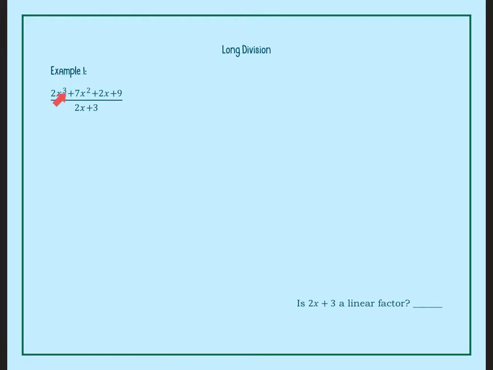So first we have to make sure that we check what our first degree is. Our first degree is x cubed. We want to make sure that if we have an x cubed, that we have an x squared, an x, and then a constant. If we don't have descending order, then we must put a 0 in place of it. In this case, we have no zeros.